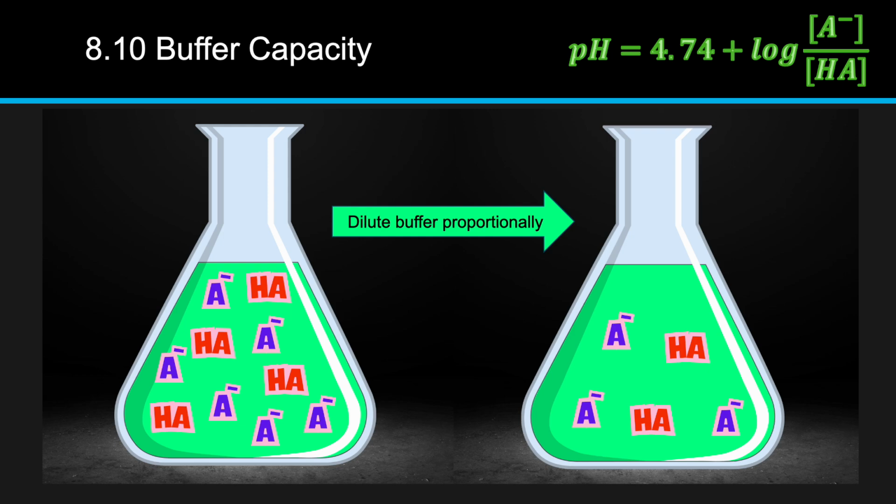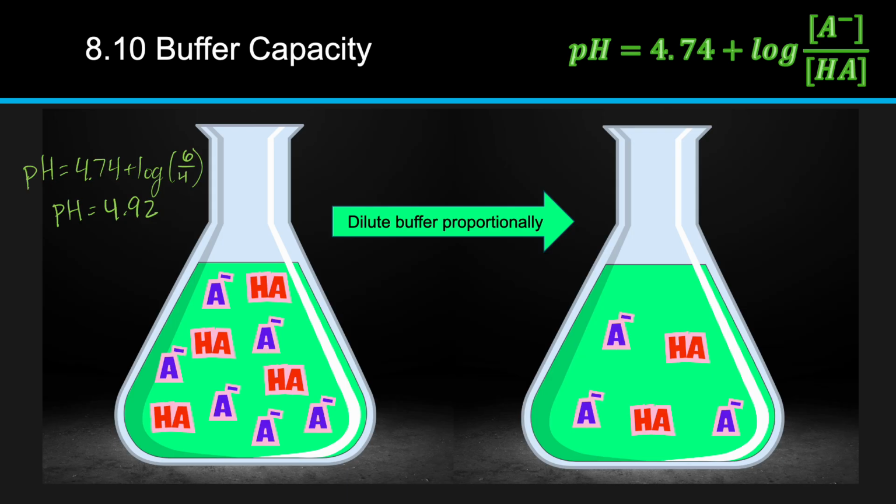So remember, in our original, we used the Henderson-Hasselbalch equation with the concentration of our 6 conjugate base particles and 4 weak acid particles, and that gave us a pH of 4.92. Okay, now if we were to dilute the buffer, and in this case we're diluting it by half, so instead of 6 concentration for conjugate base, we have a concentration of 3, and instead of 4 for our concentration of weak acid, we have a concentration of 2.